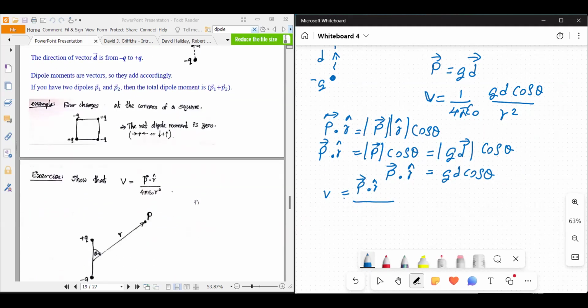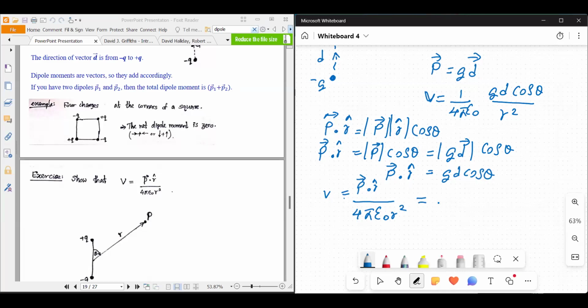over 4 pi epsilon naught, and we have 1 over 4 pi epsilon naught. Now we showed that qd cos theta is equal to p dot r. Then we have 1 over r square. Now potential is equal to p dot r unit vector over 4 pi epsilon naught r square.